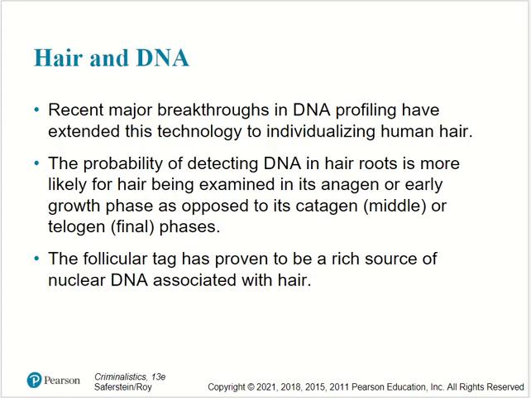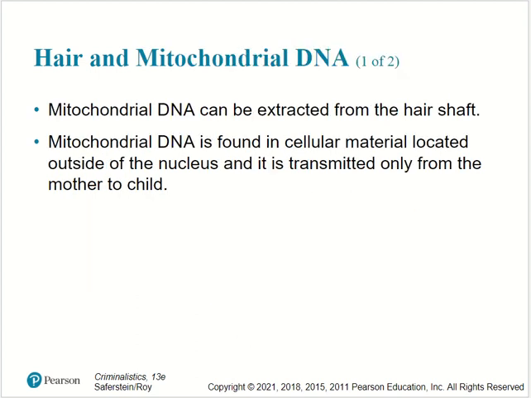Hair and DNA. Recent major breakthroughs in DNA profiling have extended this technology to individualizing human hair. The probability of detecting DNA in hair roots is more likely for hair being examined in its anagen, or early growth phase, as opposed to its catagen or telogen phases, the middle and final phases. The follicular tag has proven to be a rich source of nuclear DNA associated with hair.